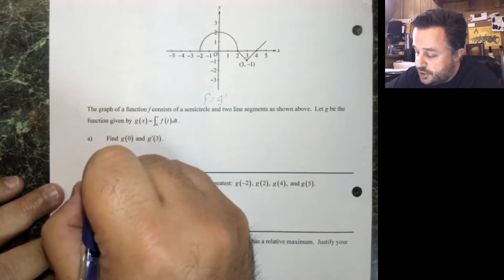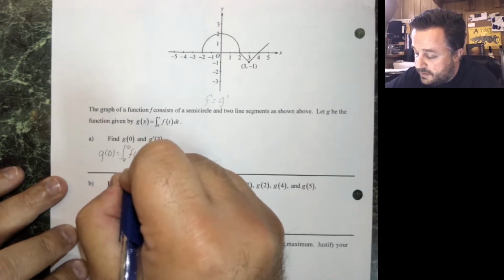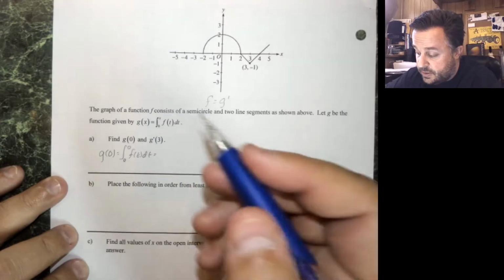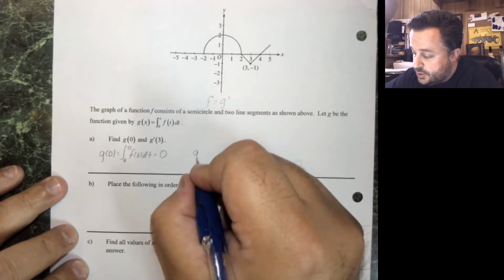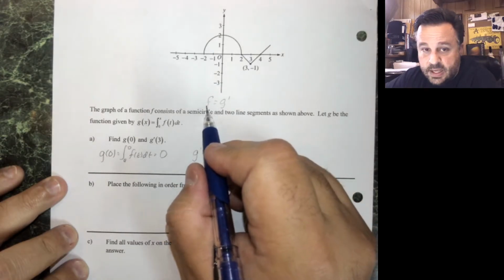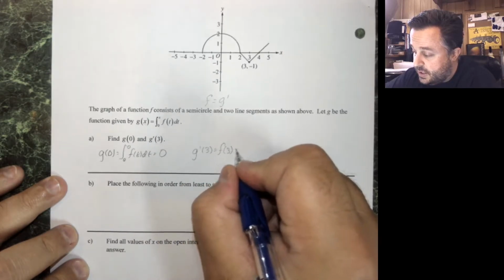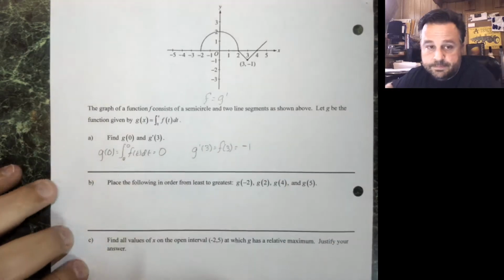So let's start with g of 0. That would just be the integral from 0 to 0 of f of t dt. And the integral from 0 to 0, we know by the 0 property, is just going to be 0. G prime of 3, because again up here we said g prime is equal to f, then g prime of 3 is just f of 3. And according to the graph, f of 3 is -1.